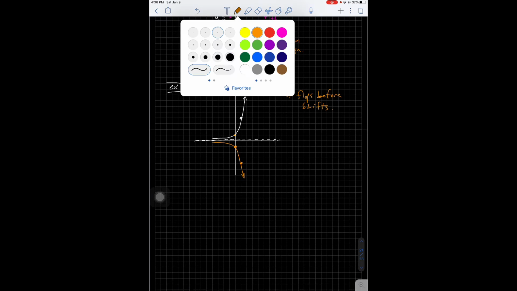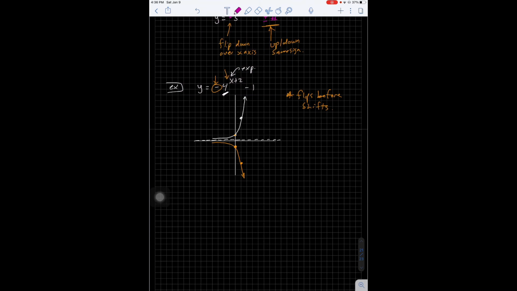After I do that, I'm going to take the orange graph and I'm going to do my shifts. So this 2 is a right-left shift opposite the sign. So I'm going to go left 2. And this negative 1 is an up-down shift, true to the sign. So I'm going to go down 1. So I'm going to take this orange dot and move it left 2 and down 1. This orange dot, go left 2 and down 1.